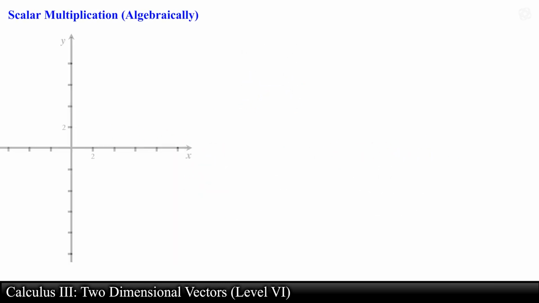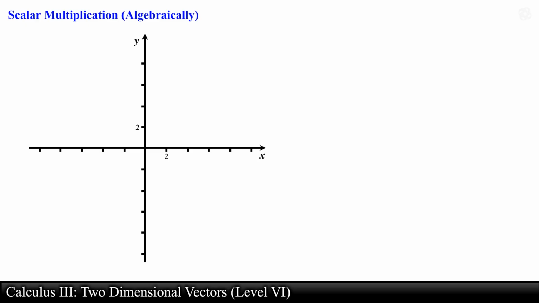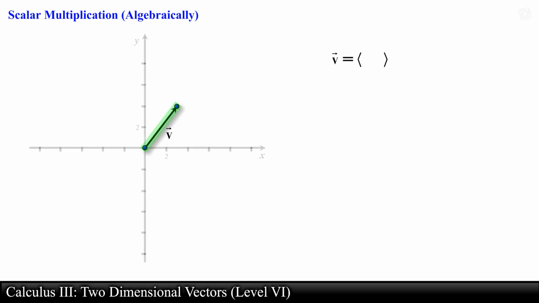Recall that we use a Cartesian coordinate plane to describe vectors. This way, we can precisely denote a vector by writing it in component form. For example, here we have vector v, along with its initial and terminal point. From the graph, we can determine the components of the vector. In this case, it would have an x component of 3 and a y component of 4. Now, let's go ahead and multiply vector v by a scalar of 2.